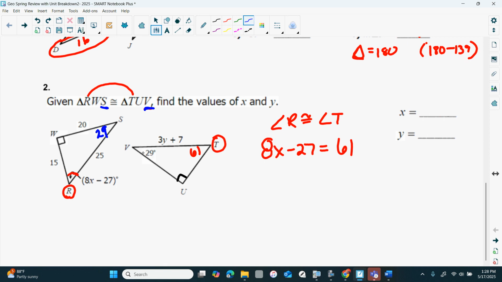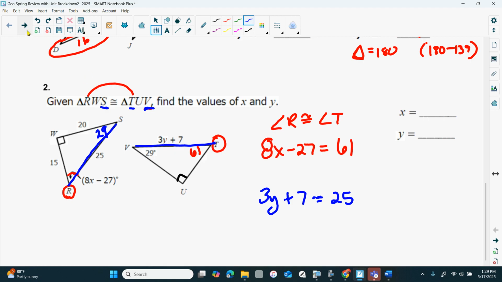So on y here, y was on the segment VT. Okay. That's first and last. That would go with RS, which is right here, which is 25. So that means my 3y plus 7 is going to equal 25. So use your notes to help you problem solve. If you don't have the notes, please take the time to check with a classmate that's sitting around you to see if they have the same answer, the same information.